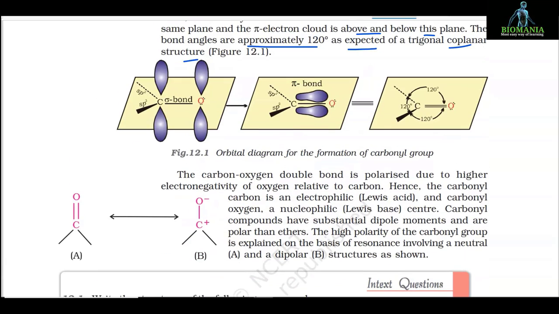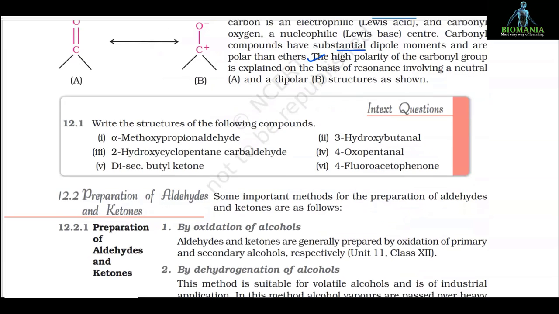Here you can see the orbital diagram for the formation of the carbonyl group. The carbon-oxygen double bond is polarized due to higher electronegativity of oxygen relative to carbon. Hence, the carbonyl carbon is an electrophilic, that is Lewis acid, and carbonyl oxygen a nucleophilic, that is Lewis base, center. Carbonyl compounds have substantial dipole moments and are more polar than ethers. The high polarity of the carbonyl group is explained on the basis of resonance involving a neutral A and a dipolar B structure as shown.